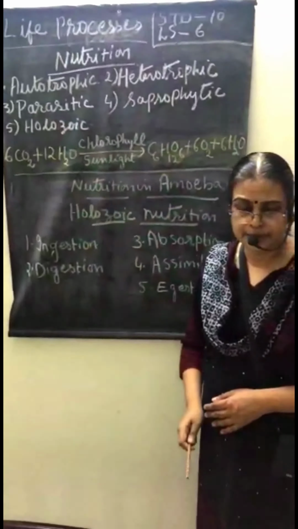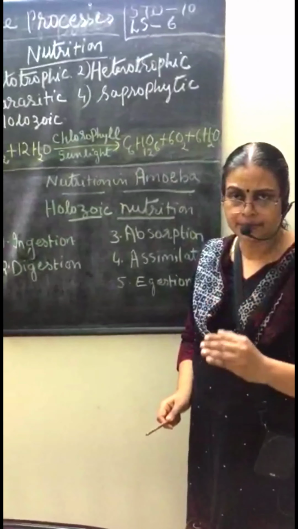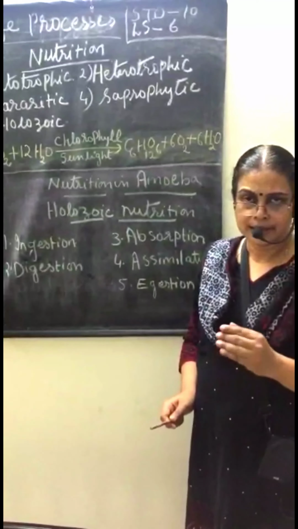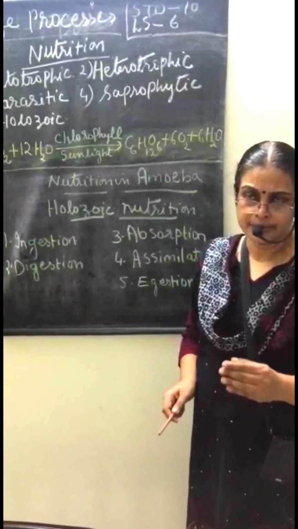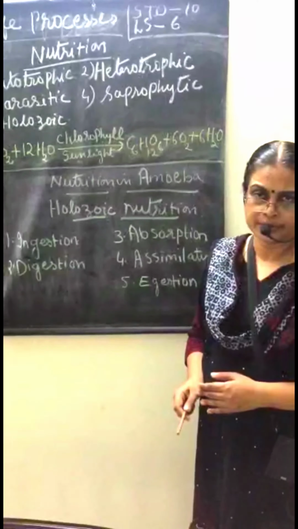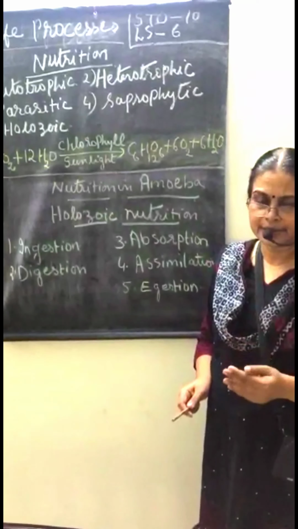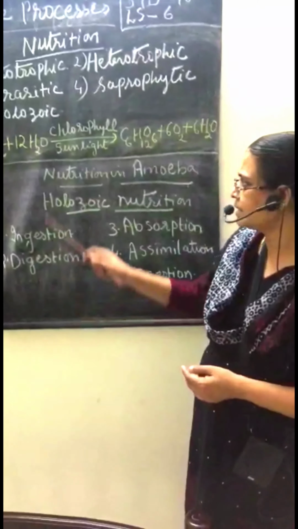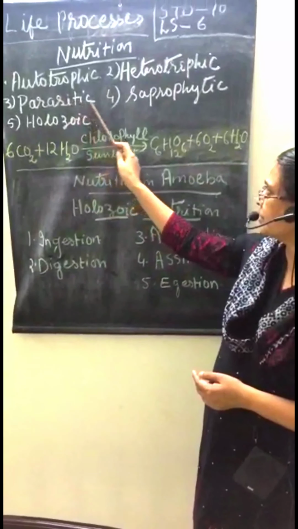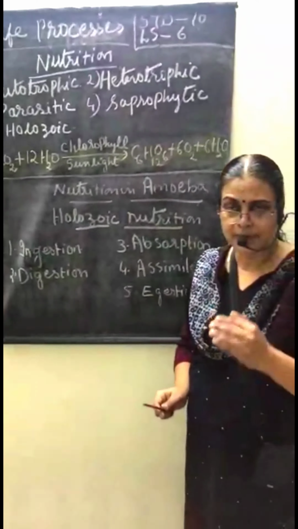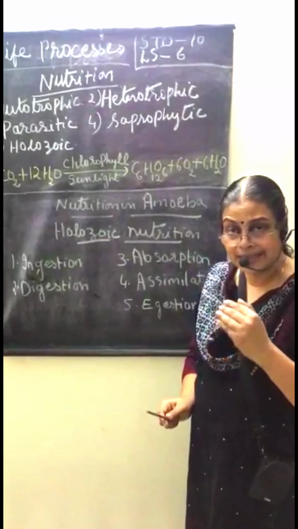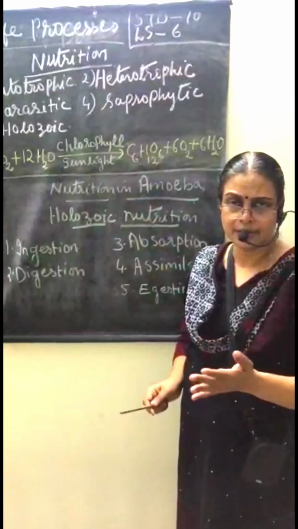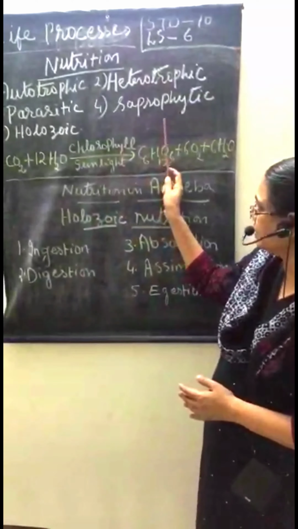Now comes parasitic nutrition. Some organisms depend upon a living organism for food, living as a parasite on a host, and they also harm the host. For example, leech and some kinds of worms are examples of parasitic nutrition. Now saprophytic means some organisms take nutrition from dead organisms. Some kinds of mold and fungi are examples of saprophytic nutrition.